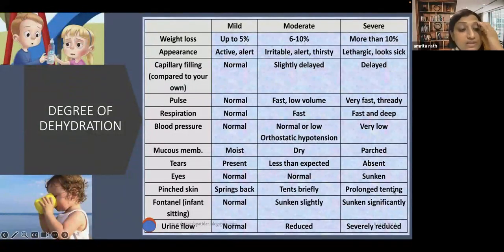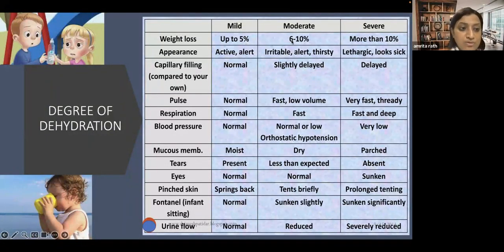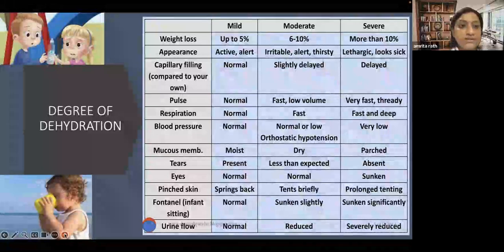is severe. Then somebody asked me in one class, ma'am, how do you define whether it is 6%, 7%, 8%, 9%, or 10%? There is no clear-cut classification on this. Even I don't know. You can just take an average. There is no proper classification given by any society till now. Between 6 to 10, depending on the severity of the symptoms, you decide whether it's 6, 7, 8, 9, or 10.